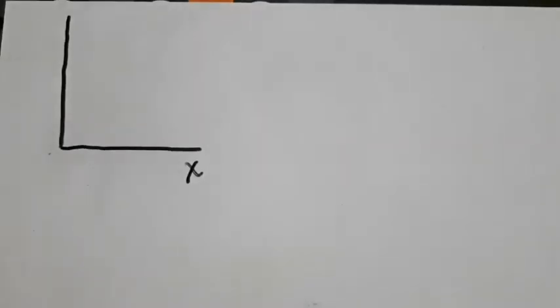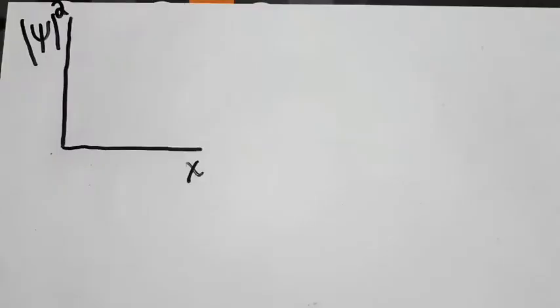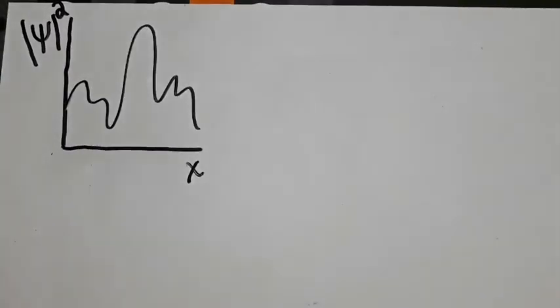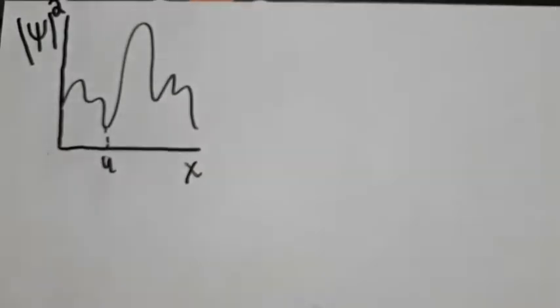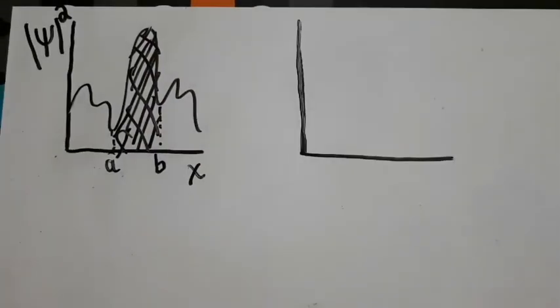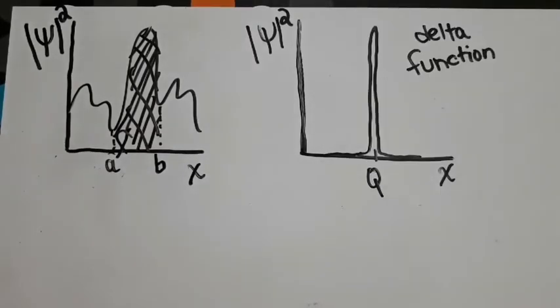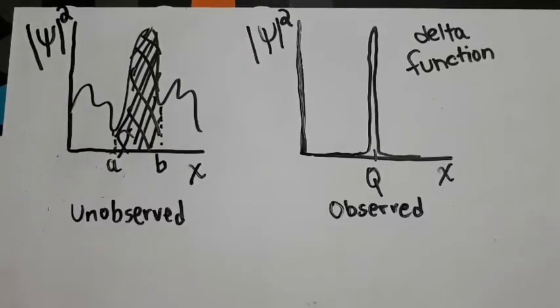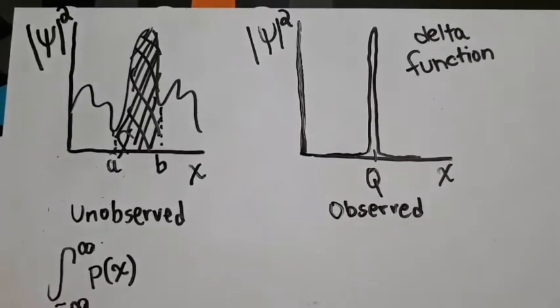On the x-axis we have the position, and on the y-axis we have the symbol representing the wave function squared, so that we can get a probability density. Let's say that the graph looks like this. If I want to find the probability between A and B, the area under the curve would represent the probability of the particle. But what would happen if I observed the particle? Well, the wave function would collapse into a delta function with a single spike at the observed value. However, the area under the curve between negative and positive infinity should equal 1, meaning that all possible states of the particle should add up to 1.